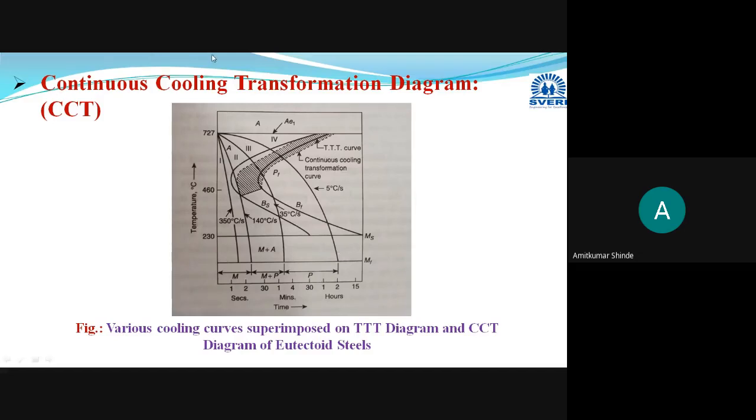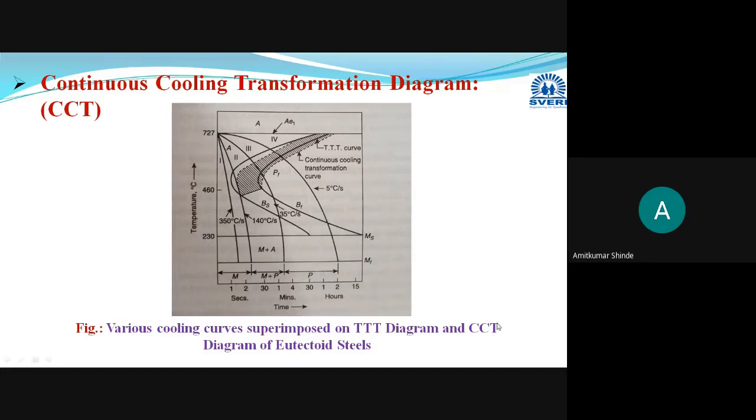In this continuous cooling transformation diagram, I have indicated Bs and Bf, but in actual practice we do not get the Bainite phase in this diagram. That is the difference between the CCT and TTT diagrams.